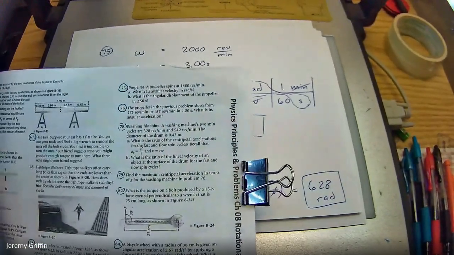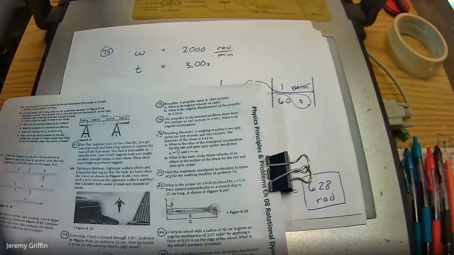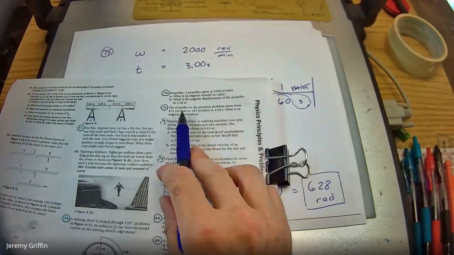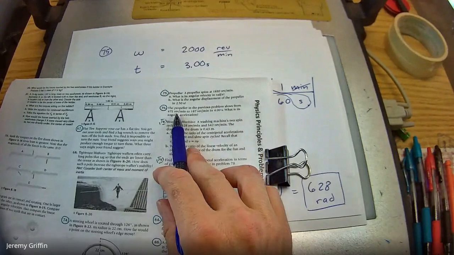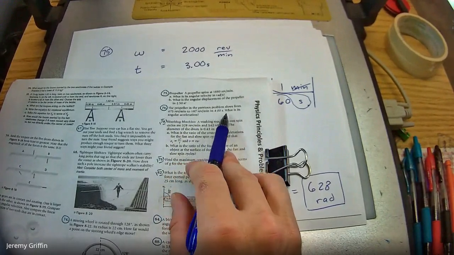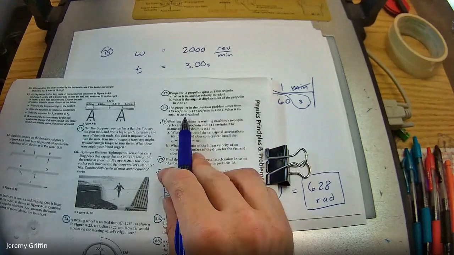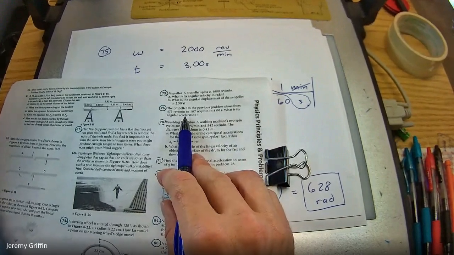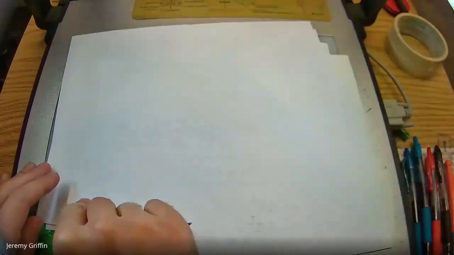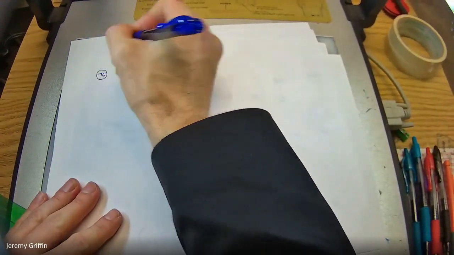All right, number 76. Next one. The propeller in the previous problem slows from so many revolutions per minute to so many revolutions per minute, all in some time interval. What is the angular acceleration? 76.